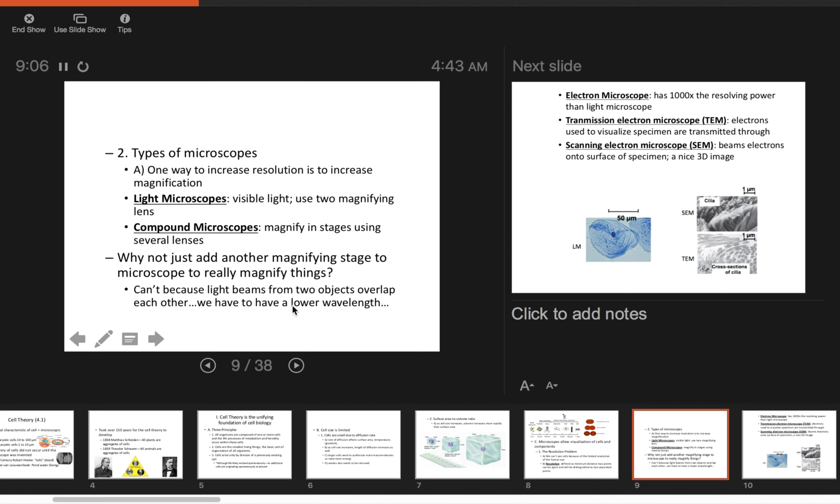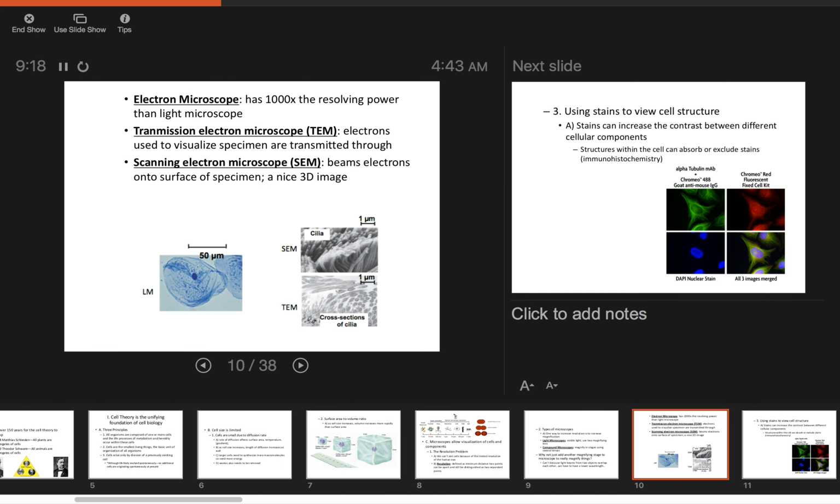Light beams from 2 objects overlap with each other, so we have to have a way lower wavelength in order to do that. And to achieve that, you actually have to think about the electromagnetic spectrum and jump below the visible light. So we have electron microscopes, with 1,000 times the resolving power of a light microscope. There are 2 types. Don't get them mixed up.